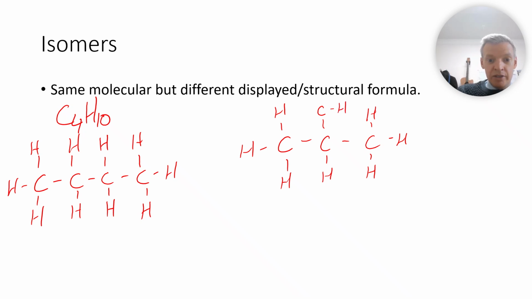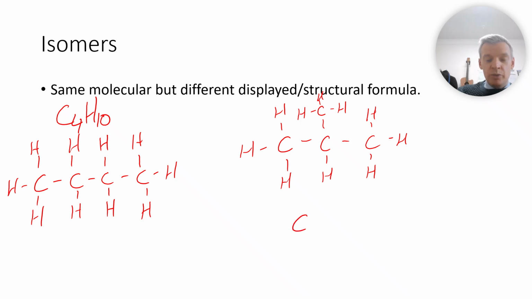Might get a little bit messy. And there we go. So that is another perfectly acceptable way of drawing butane. But it's different from the first one. So it's an isomer, has the same molecular formula, still C4, 4 carbons, still 10 hydrogens. Just to identify some bits that people often get wrong.